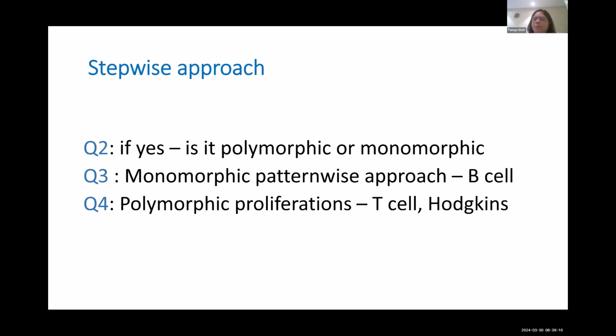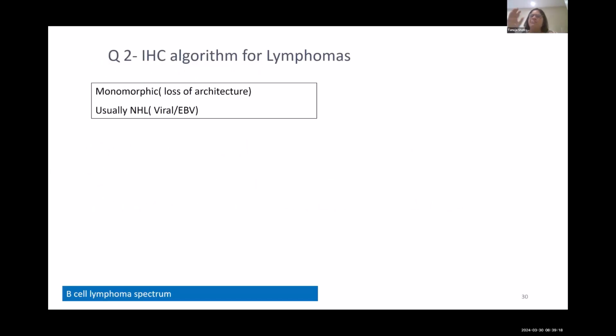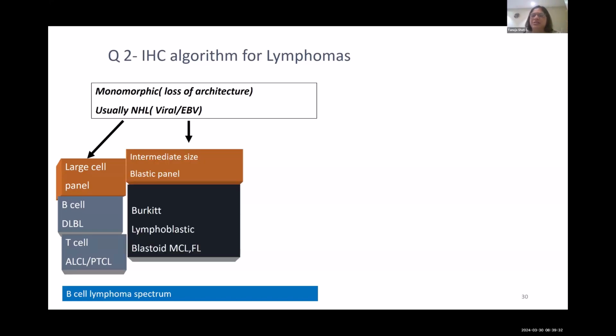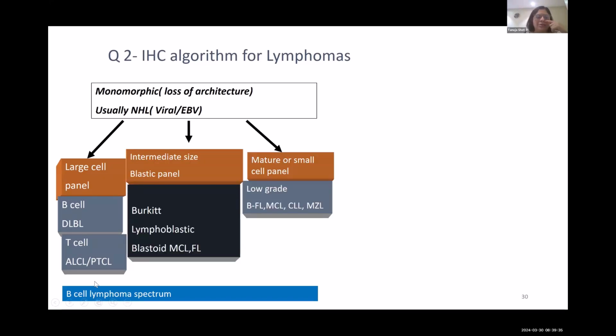Each of these is followed by a unique panel. If you have a monomorphic proliferation, the B-cell panel is different. If you have a polymorphic proliferation, we usually think of different things. When you see a monomorphic proliferation, that means all cells look like each other, then you generally mean that it's a lymphoma, except in the pediatric age group, where viral infections will do the same thing. Then we look at the cell size and put a large cell panel, intermediate cell panel, and small cell panel. Now the large cell panel: in the B we think of DLBCL, in the T we think of ALCL. Intermediate size is a cell with very little cytoplasm and a very prominent nucleolus. This is where all the blastic tumors lie: the lymphoblastic, Burkitt, blastoid.